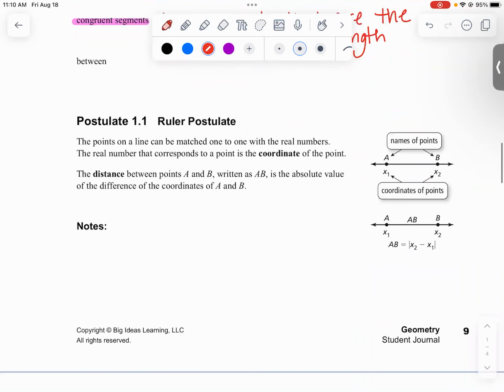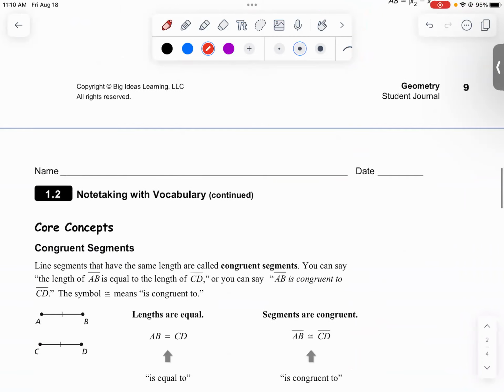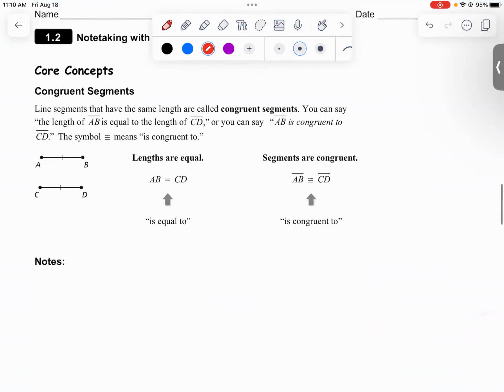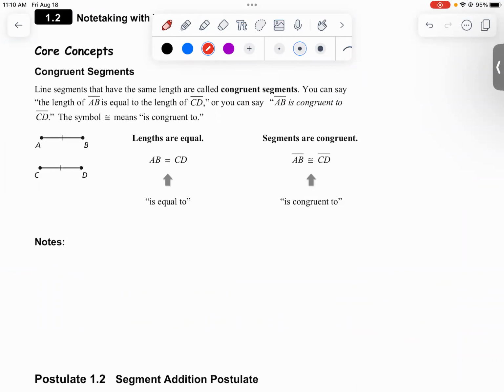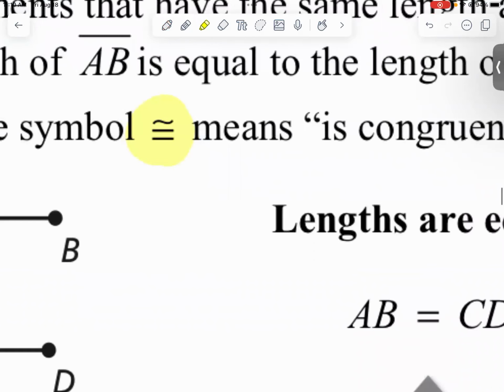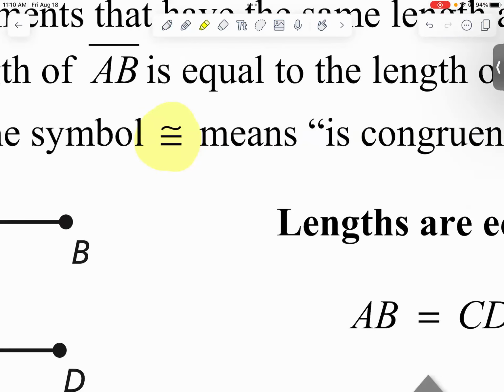So I want you to turn to page 10. All right, so first of all, this symbol right here, I'm going to zoom in. This symbol right here is our congruent symbol. It's an equal sign with a squiggly over it. Okay, that means congruent.